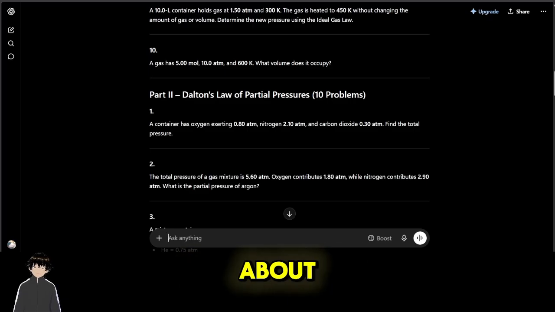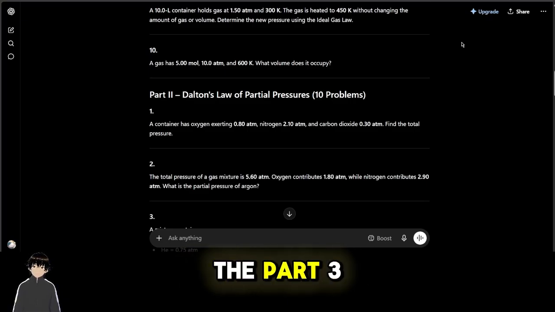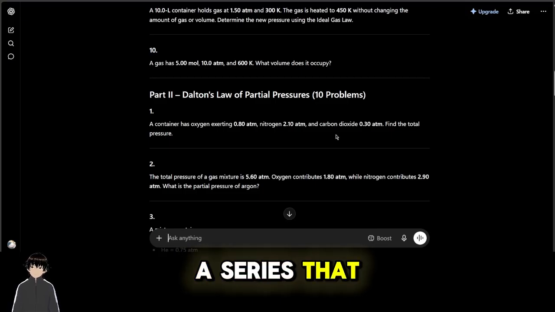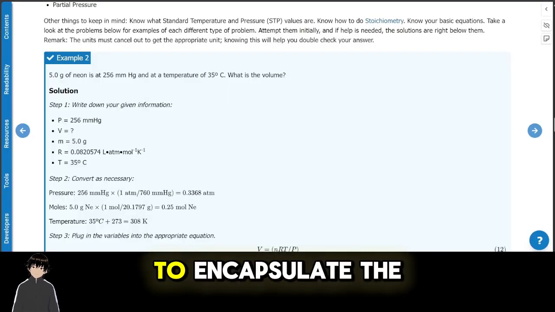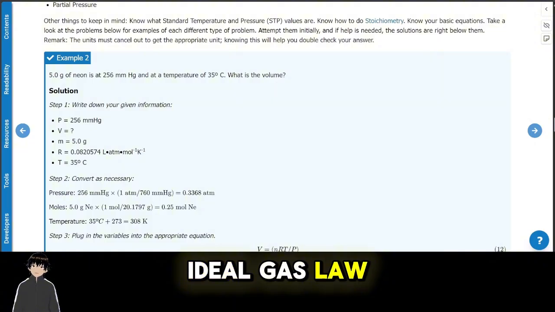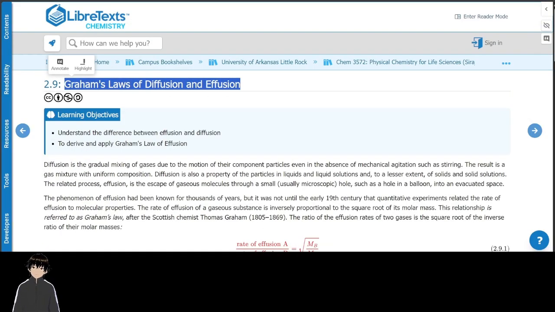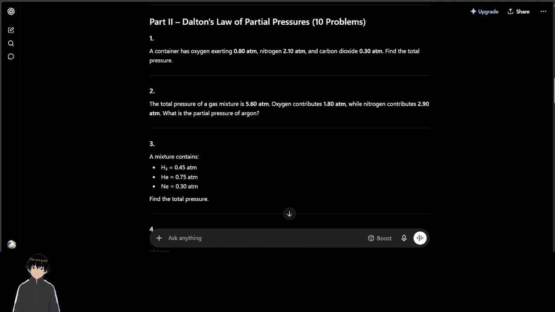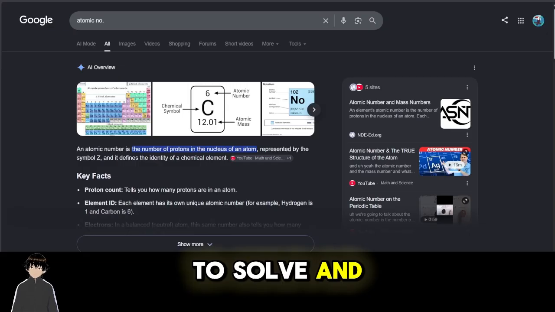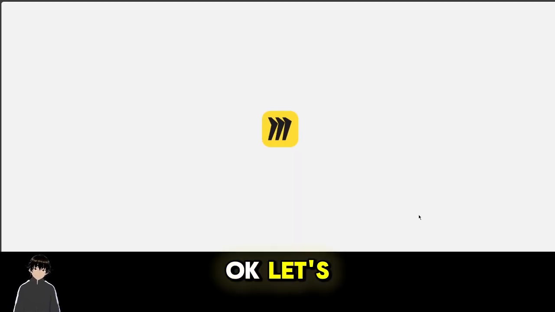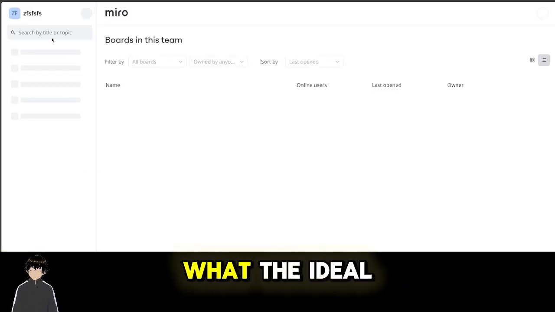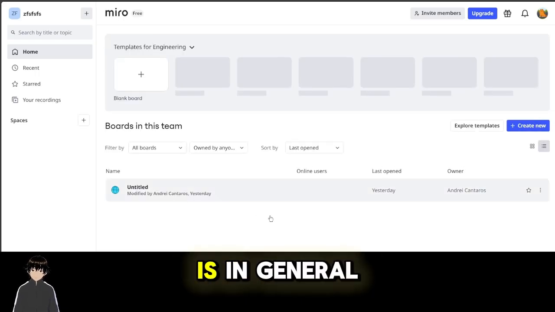And today we're going to be talking about, this is going to be part three and probably the final part of the gas laws series that I'm making. So this is going to encapsulate the ideal gas law, Dalton's law of partial pressures, and Graham's law of diffusion and effusion. So let's start with the ideal gas laws. Here we have a few problems that we need to solve, and let's do just that. Okay, let's solve some ideal gas law problems. But first, I want to explain what the ideal gas law is in general.